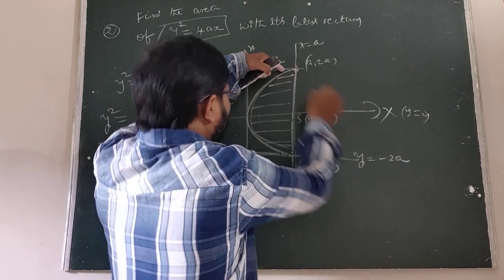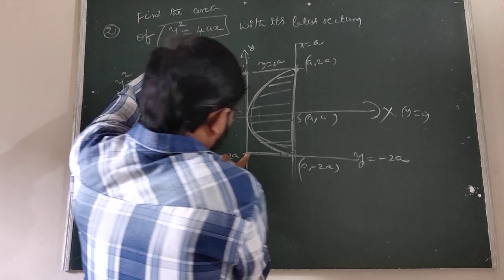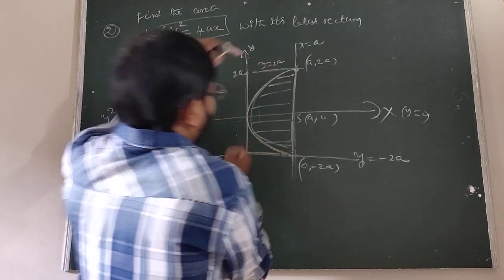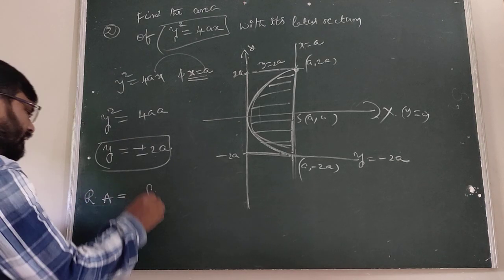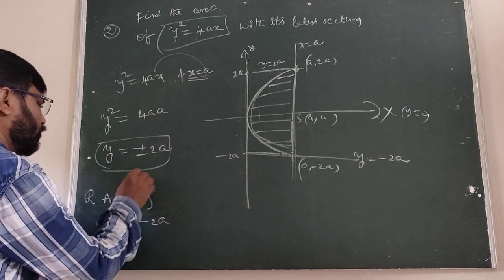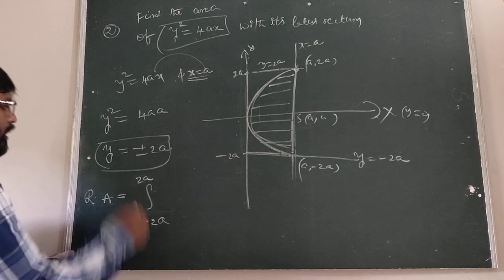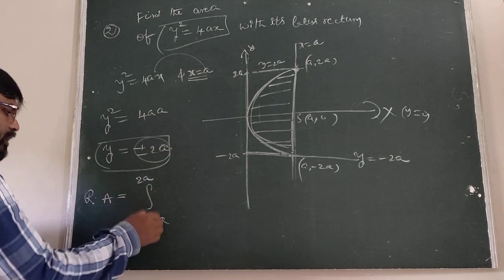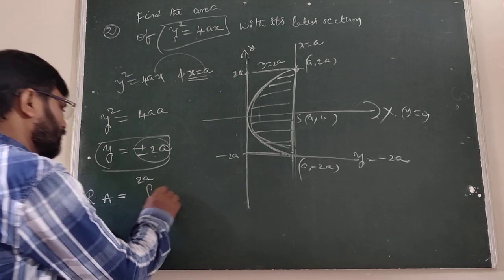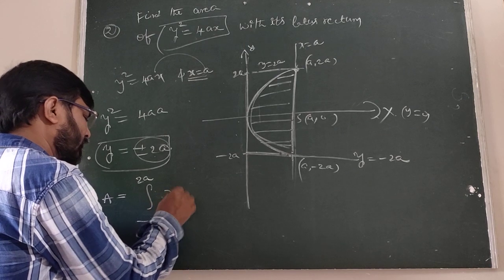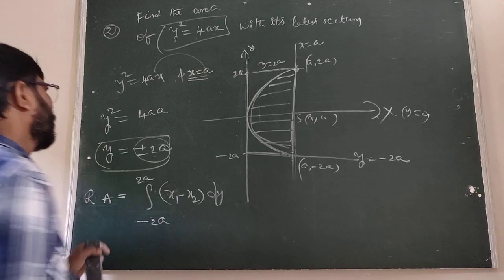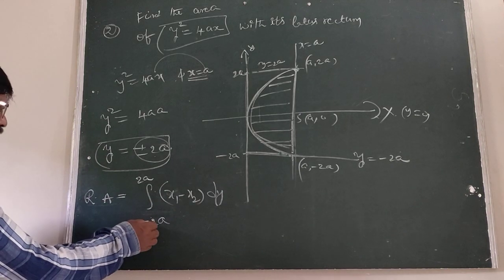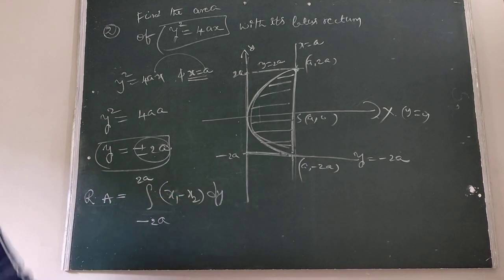How do we find this one? Now, with these boundaries, the area is this one. So how do we write it? The required area is the integral from minus 2a to 2a. Is it clear? When we are taking the limits of y, it is x1 minus x2 into dy.